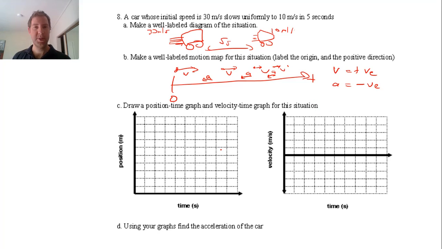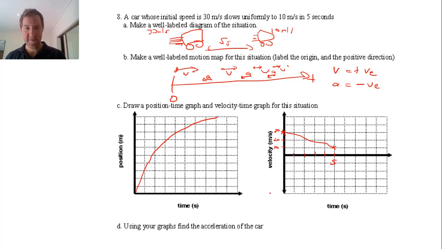Right, draw a position time graph. We start off fast, and we get more and more shallow. My velocity starts off quite high. We go from 30 to 10. So I'm going to say this is 30, 20, 10, and we do that in 5 seconds. 1, 2, 3, 4, 5. So we end up down here, and we started here. That's a great straight line. You get the picture. Use the graphs to find the acceleration of the car.